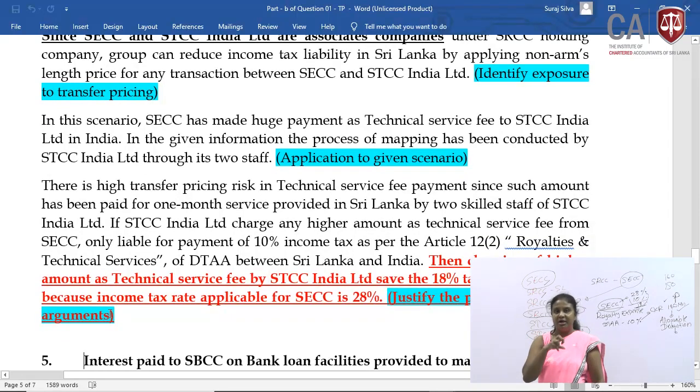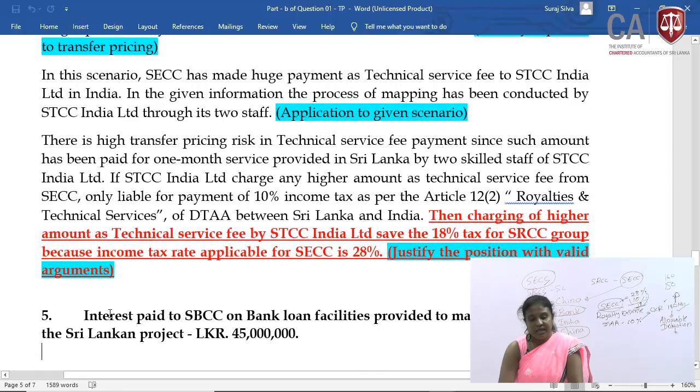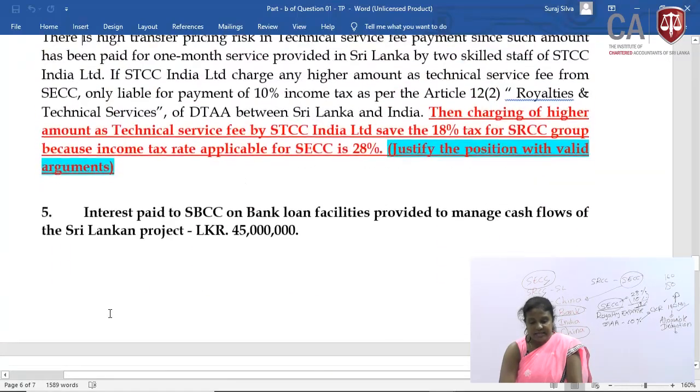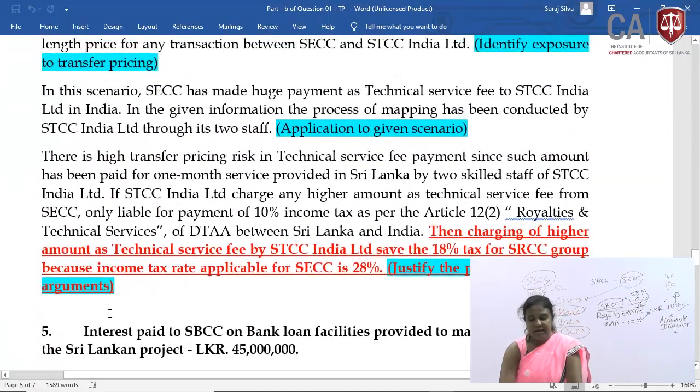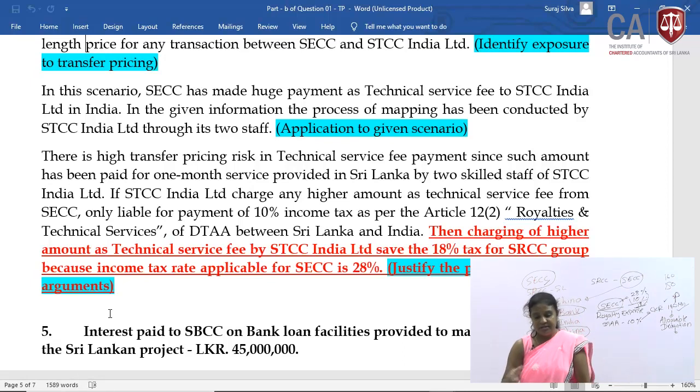Again, in my first para, every time what I have done, identify exposure to transfer pricing. Secondly, in this scenario, SECC has made huge payment as technical service, 120 million. It's a huge payment to India Limited.